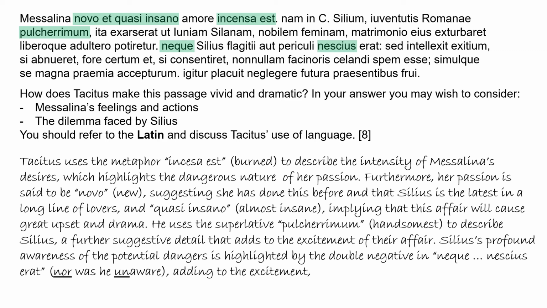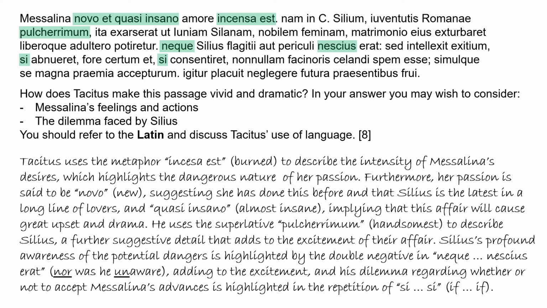Silius's profound awareness of the potential dangers is highlighted by the double negative in neque nescius erat, nor was he unaware. In other words, he was very, very, very, very aware, and this adds to the excitement. If your teacher has taught you technical terms, that is called a litotes, where you exaggerate through understatement. You don't need to know that. Just notice that this is what Tacitus has done. And then one more really simple point, and then I'm already at 5.